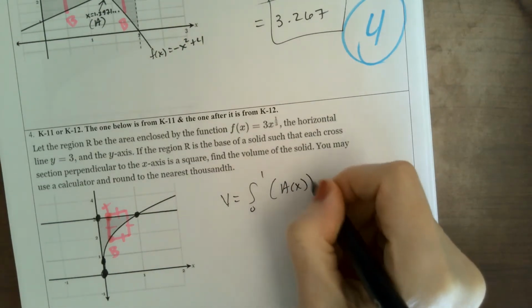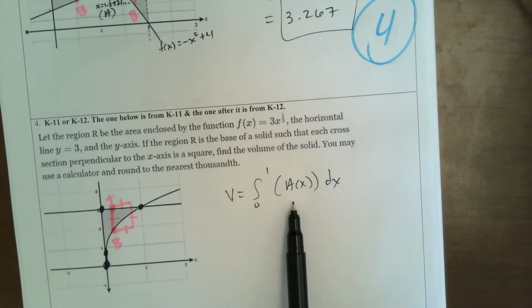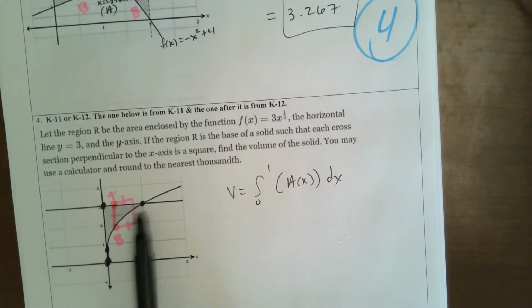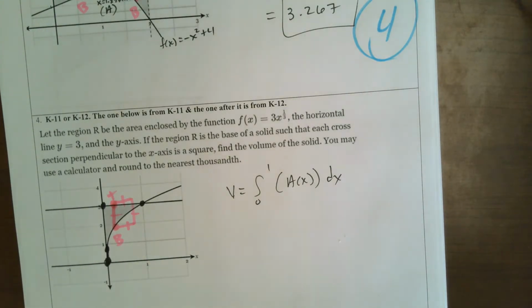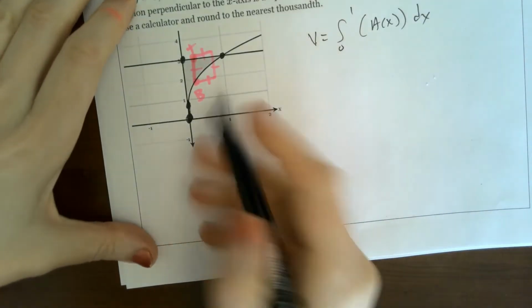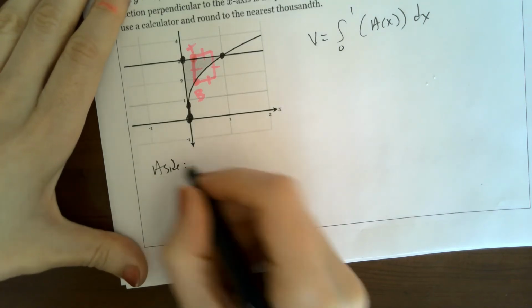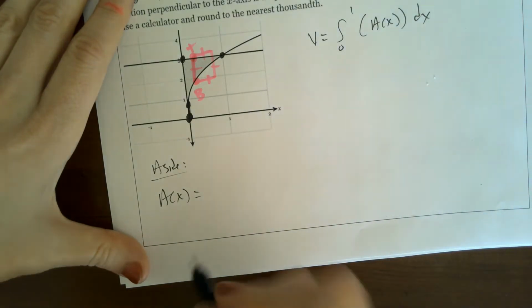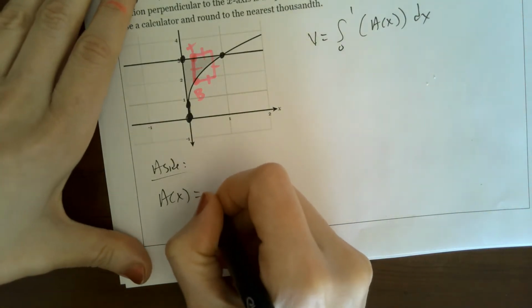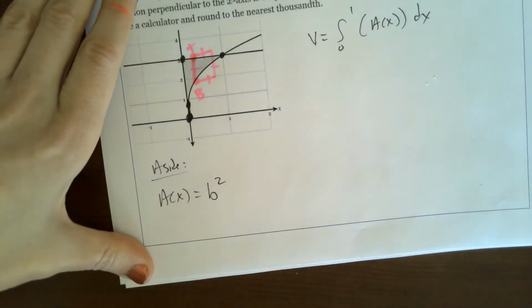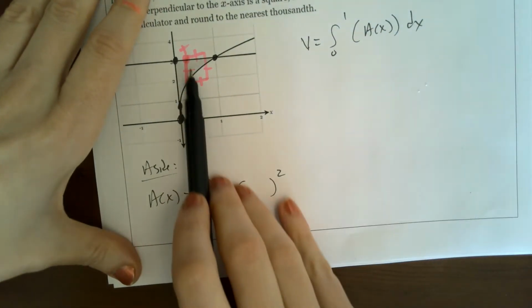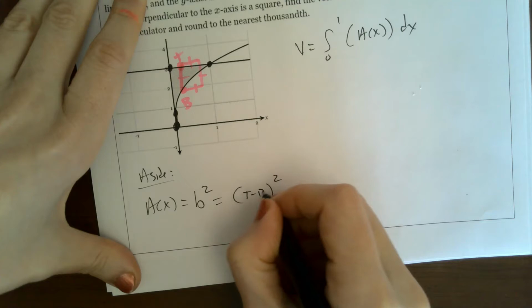And then inside of the integral, you're going to find the area of just one cross-section. Each of these infinitely many cross-sections, slices I should say, a cross-section is like a slice, are squares. So off to the side, I'll do a little aside. A of x. A of x is the area of a square. The area of a square is base squared. Okay. But the question is, guys, how do you find the base? The base is top minus bottom.